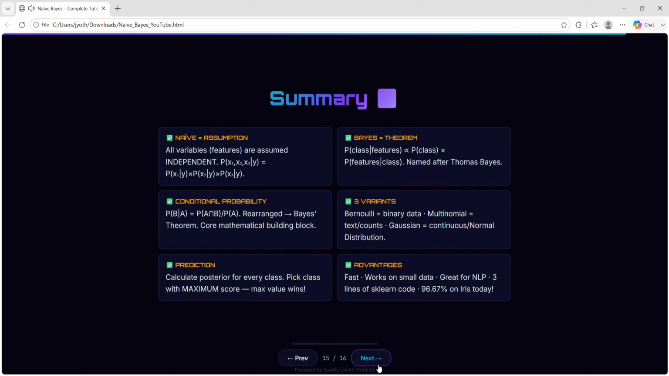Summary time. Naive means all variables are assumed independent. Bayes means we use Bayes' theorem for probability-based classification. Conditional probability P of B given A is the building block. 3 variants, Bernoulli for binary, multinomial for text, Gaussian for continuous data following normal distribution. Prediction. Always pick the class with maximum posterior score.